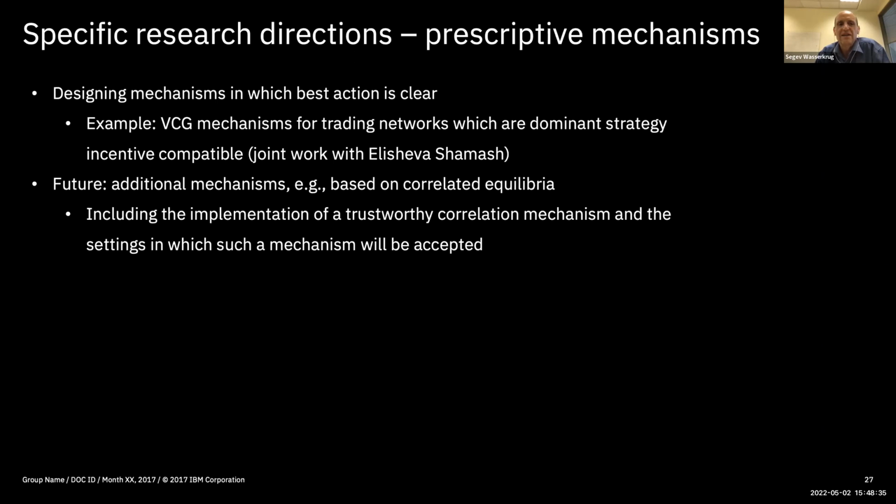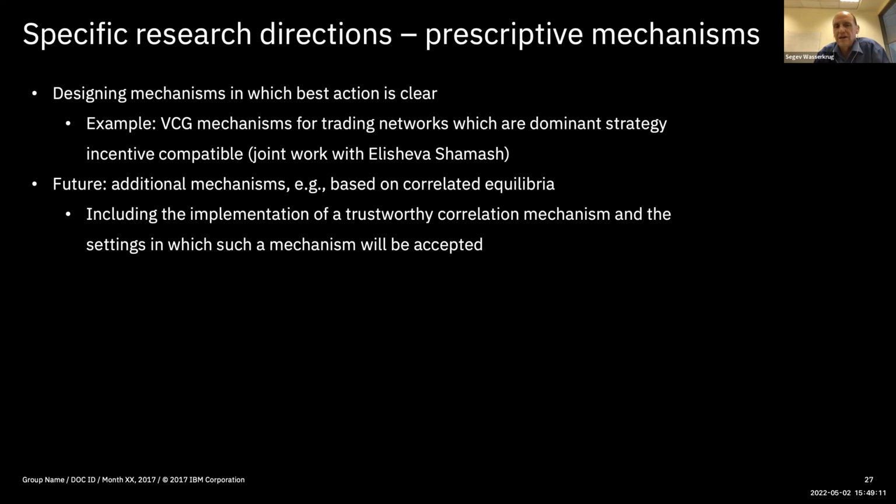So the first direction: can we design mechanisms in which the best action is clear? For example, if we create VCG mechanisms for training networks in which the dominant strategy is incentive compatible, then it's clear how the users should behave, right? And then it's clear to tell the users, if you are participating in such a mechanism, this is what you should do. So this is one direction. Of course, we run very quickly into the Myerson-Satterthwaite impossibility theorem. So the question is, what do we do in those cases?